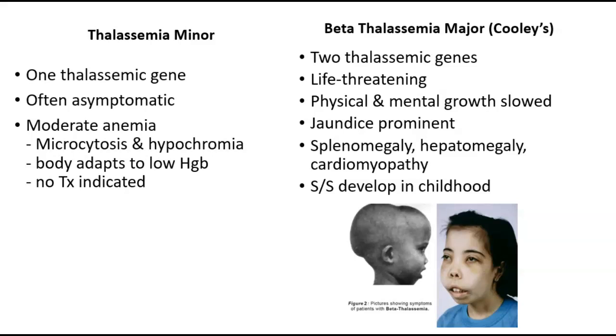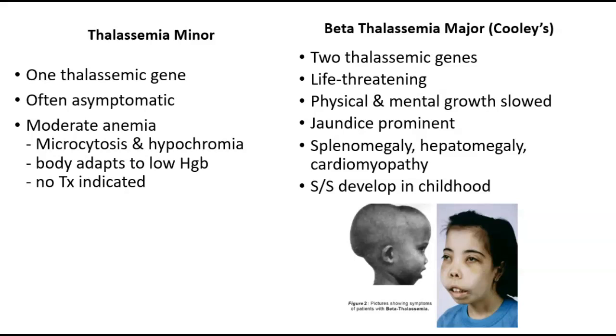So thalassemia minor is often asymptomatic. The person may have moderate anemia, and if you looked at it under the microscope, those red blood cells would be small, so they'd be microcytic, and then they'd be hypochromic, so they would be small and pale. But for the most part, because this is the person's normal state of being, the person adapts very well and really no treatment is indicated.